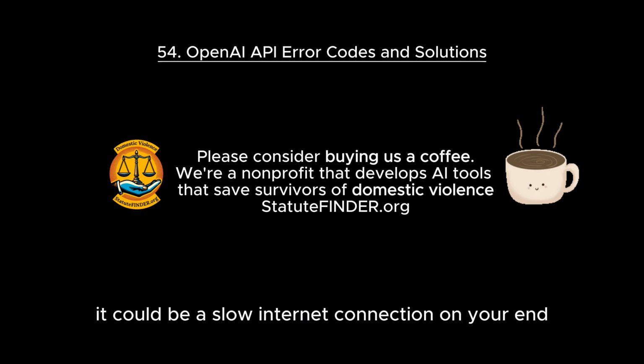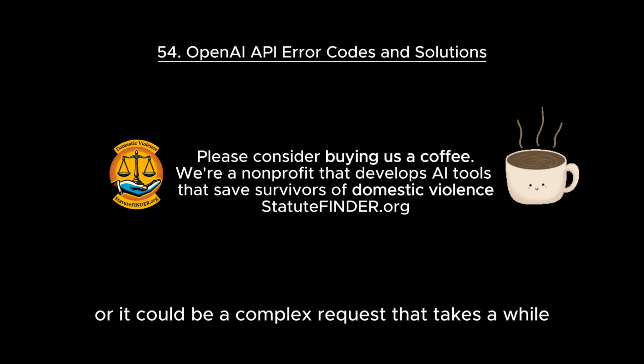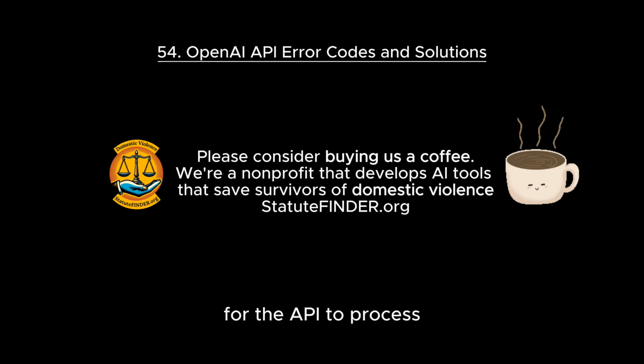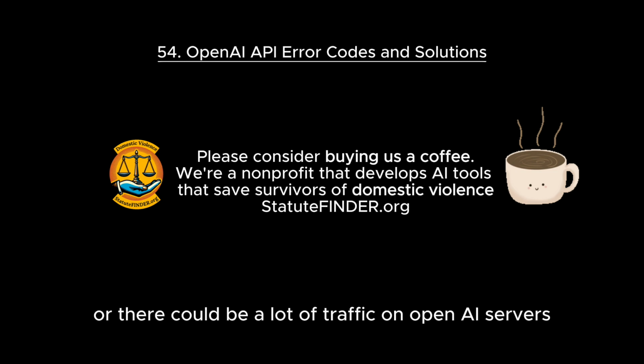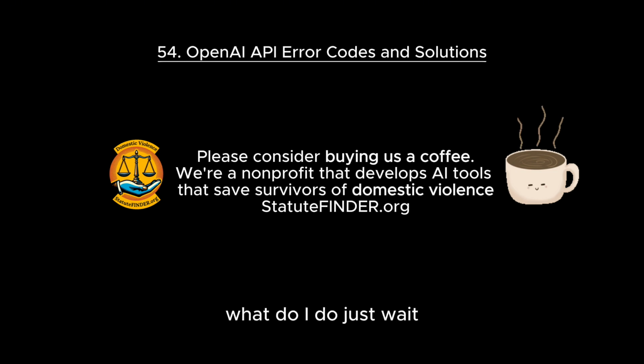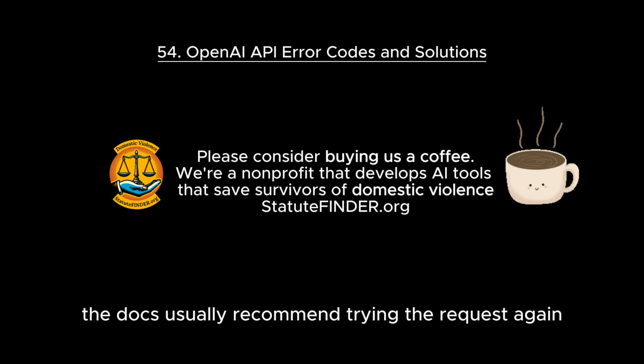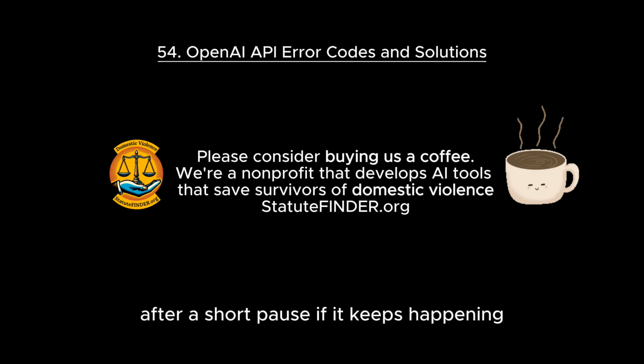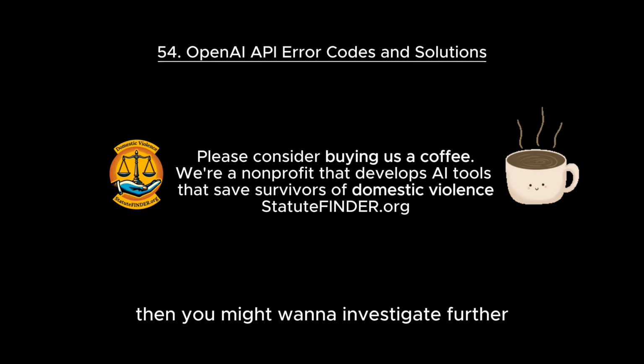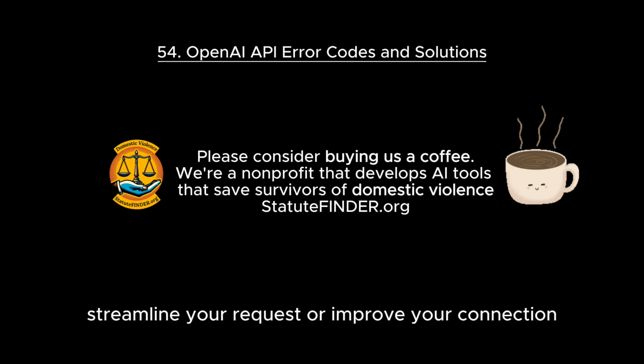It could be a slow internet connection on your end, or it could be a complex request that takes a while for the API to process, or there could be a lot of traffic on OpenAI servers. So if I get a timeout error, what do I do? Just wait. The docs usually recommend trying the request again after a short pause. If it keeps happening, then you might want to investigate further. See if there's anything you can do to streamline your request or improve your connection.